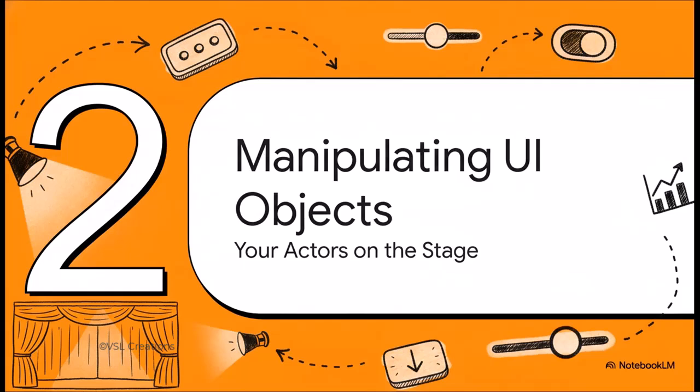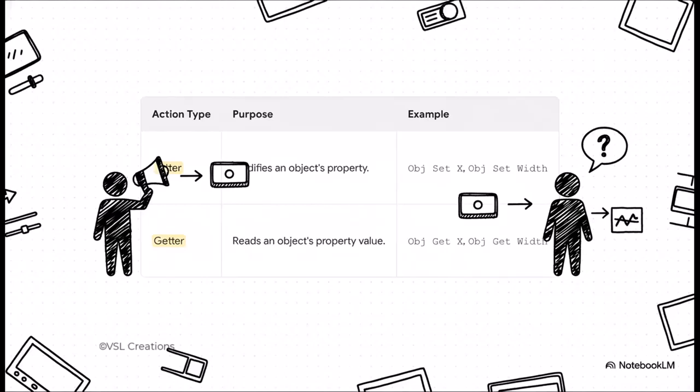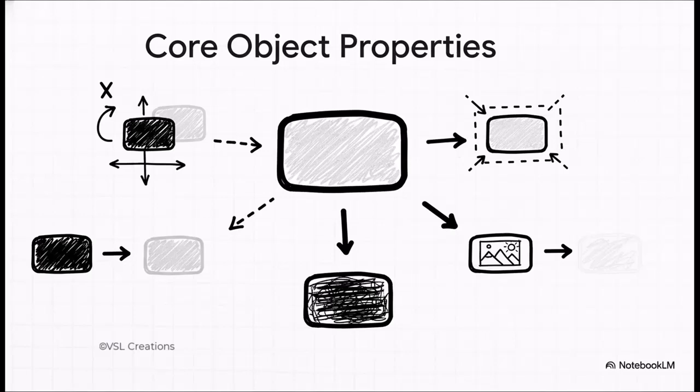We're talking about directing our actors, every single button, image, and label on the screen. This is where we get into that fine-grained, pixel-perfect control. Now this control really comes in two main flavors, setters and getters. The easiest way to think about it is this. A setter is you, the director, yelling action. You're telling a button, hey, move over to this X coordinate, using an action like obj_set_x. A getter, on the other hand, is you asking your actor, hey, where are you on the stage right now? You get that value and can use it for something else. It's that simple.